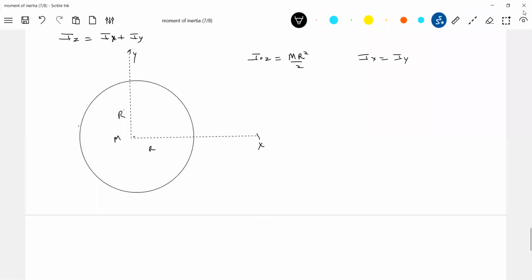What are the x and y axes here? Shall I say they are about a diameter? So axis x dash will indicate a diameter. Okay, let's write the equation. So Ixx dash equals Iyy dash. Any reason for that? Because the mass is distributed symmetrically about xx dash and yy dash.